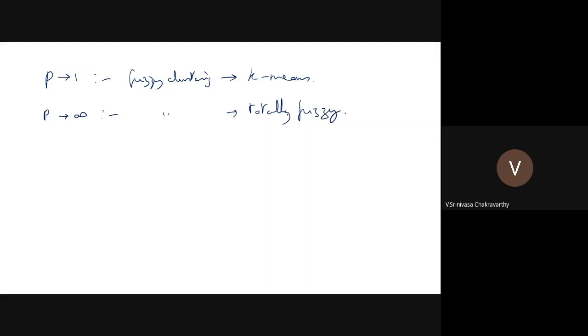You can't say p equal to 1, because when p equals 1, something blows up. So I'll just say p tends to 1. Fuzzy clustering is equal to k means. For p tending to infinity, fuzzy clustering is totally fuzzy. Okay, so that is how it works.